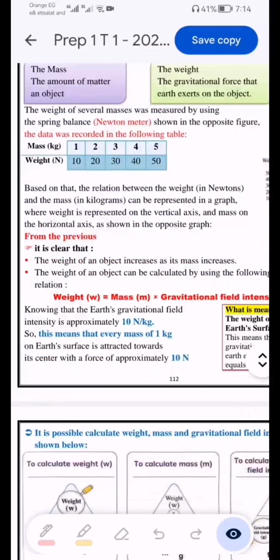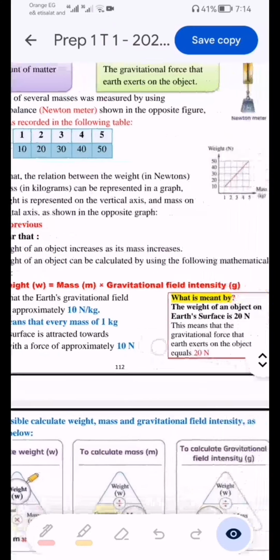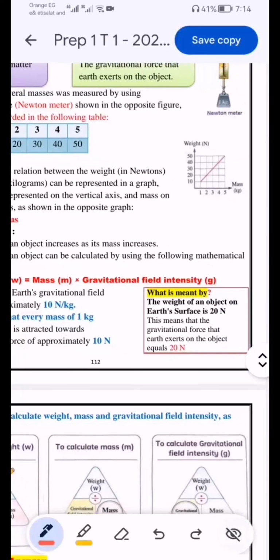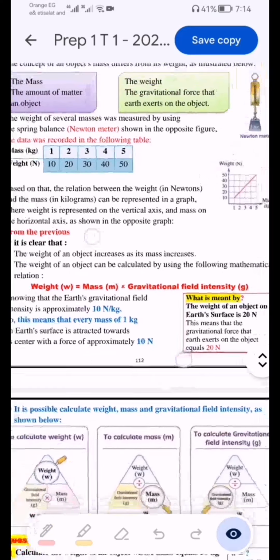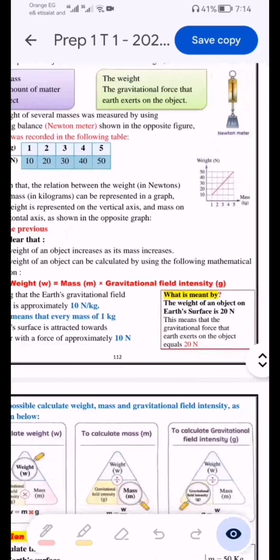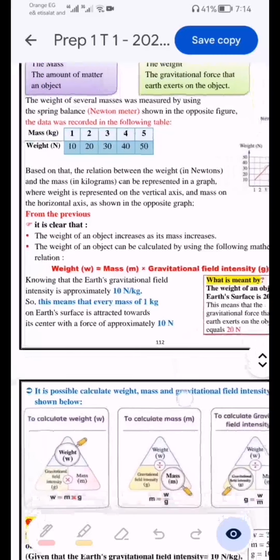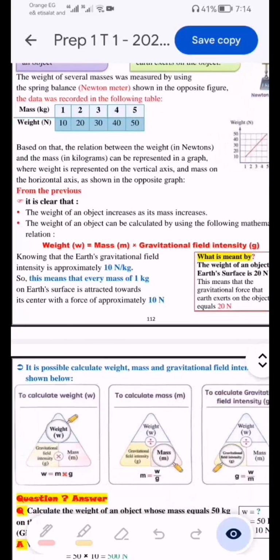So the weight and mass can be represented in a graph where weight is represented on the vertical axis and mass is represented on the horizontal axis. And the relation between them will be directly proportional. Directly. When the mass increases, the weight will increase also, okay? And we said the measuring unit of weight is Newton and the measuring unit of mass is kilogram, okay? From the previous, it's clear that the weight of an object increases as its mass increases, because the weight equals what? Equals mass by gravitational field intensity, okay? G.